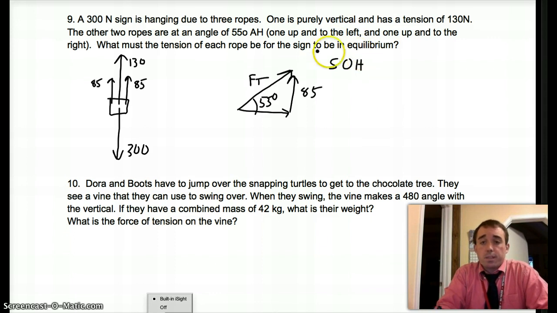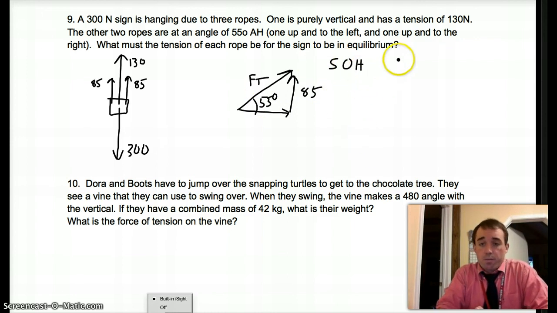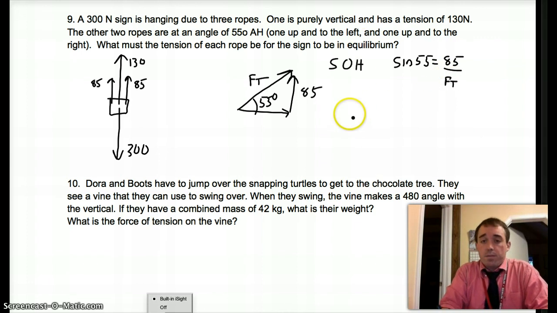So we can set this up just as an equation. I know a lot of times in the past we've done FT, we knew that, and we're looking to break it apart into the vertical and horizontal using the sine. It's the same thing, except instead of solving for O, we're solving for H. So let's go through that. You have the sine of 55 equals opposite side, well, we know that, 85, over the hypotenuse, but we don't know that, FT. So we can solve that for FT.